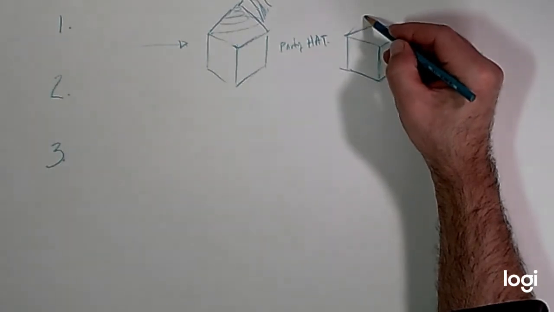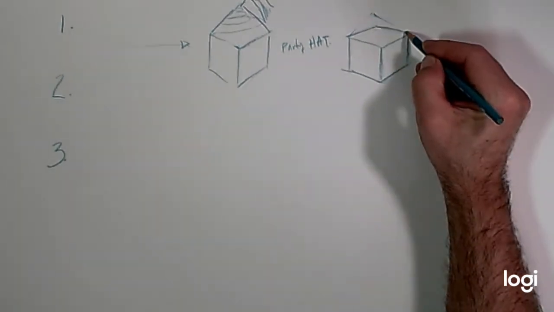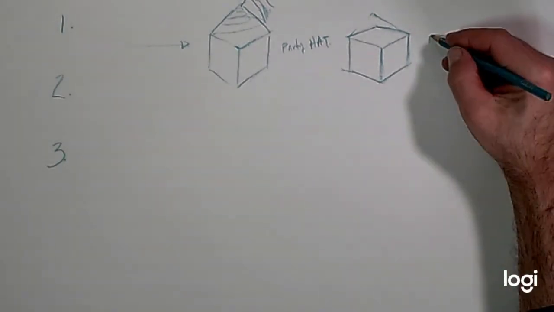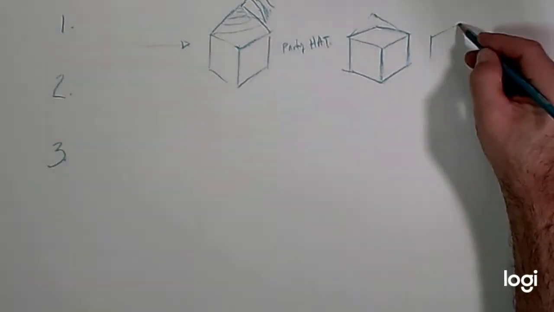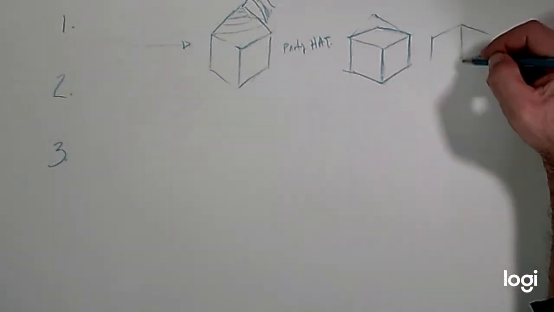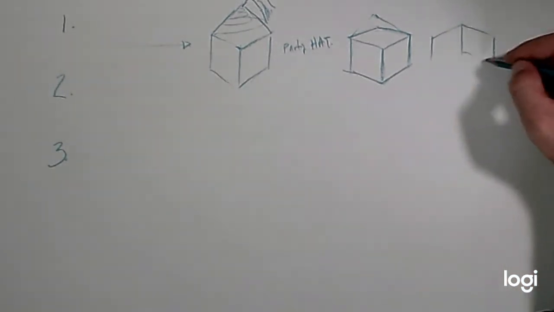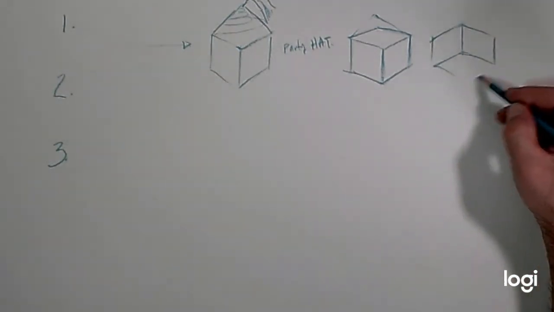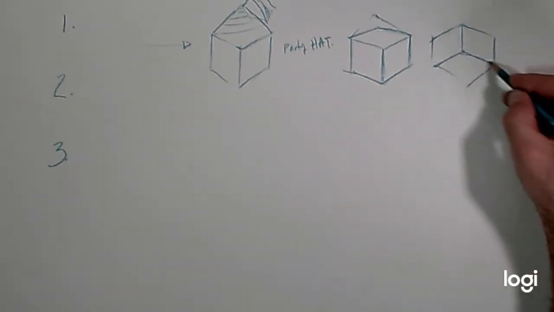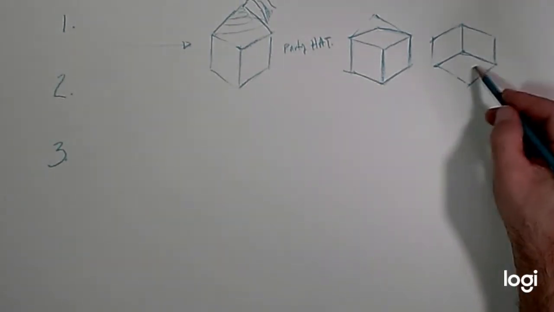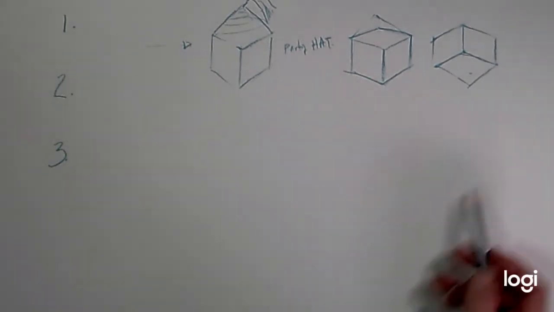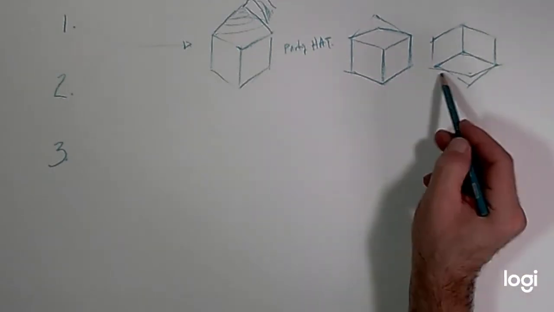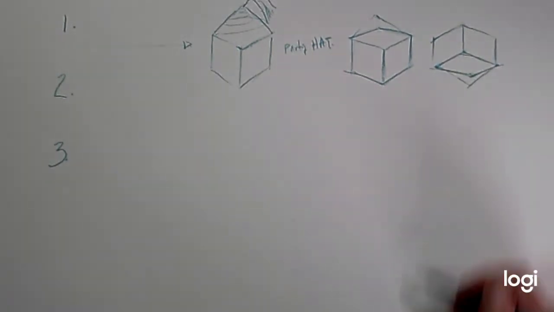So here was the party hat. Okay? And it can happen on either side of the cube. So for instance, if we're looking at a cube like this, and here's the repair. Okay?